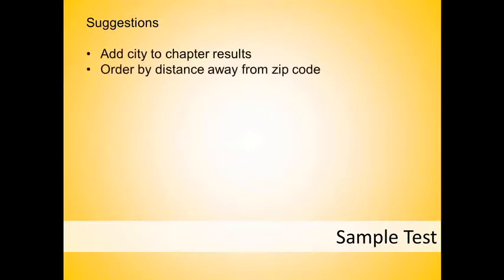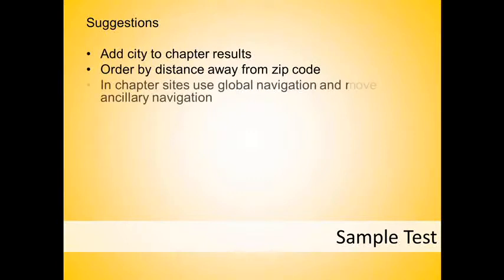So now it's a matter of making suggestions, because it's not enough to just create questions and ask. Now, what are our actionable items from this? What do we act on? And so here were the things that we actually decided. We're going to add city to chapter results. When you search by zip code, we're going to order by distance away. So it'll say, this zip code is the closest. Here are the remaining distance in miles from where you searched from. In chapter sites, use that global navigation and move that ancillary navigation into something different.